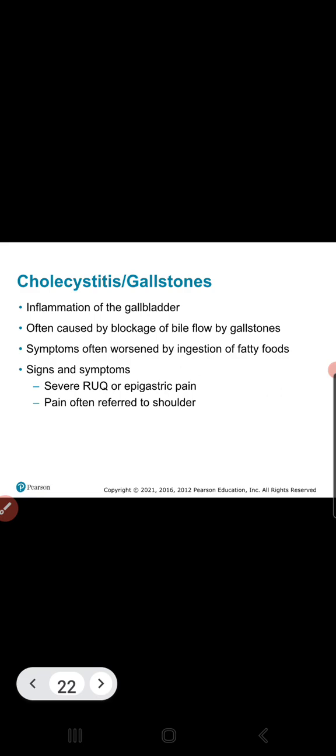Cholecystitis and gallstones. Inflammation of the gallbladder, often caused by blockage of bile flow by gallstones. Symptoms often worsen by ingestion of fatty foods. Signs and symptoms, right upper quadrant or epigastric pain. Pain often referred to the shoulder. So when people have gallstones, it's weird. We had talked about how pain differs. This is one of those where a lot of times it's pain in the shoulder, which, like I said, makes absolutely no sense.